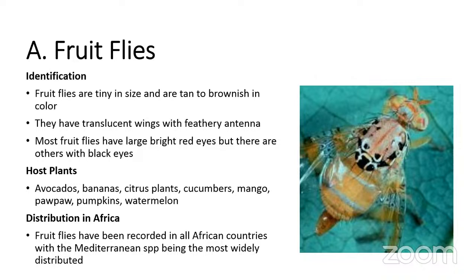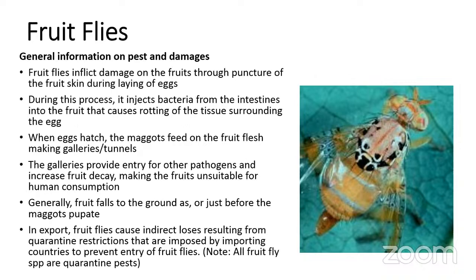Then, in terms of distribution, fruit flies have been recorded in all African countries, with the Mediterranean species being the most widely distributed. So the fruit fly doesn't leave any country in Africa. It is actually everywhere. We look at general information on the pest and the damages which the pest causes.